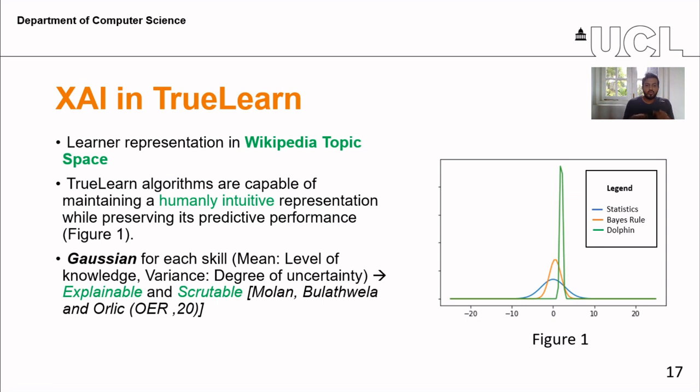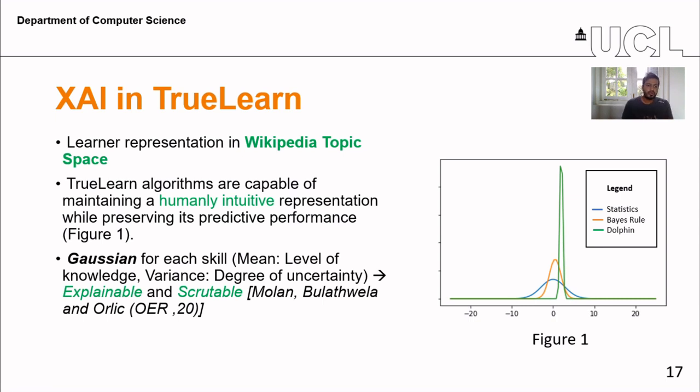When you have more and more successful events of people consuming educational resources about dolphins, the mean of the skill dolphin goes towards the positive side, and the variance of the Gaussian distribution decreases. And the interesting opportunity in this representation is that, by looking at it and with very little understanding of statistics, you could derive a few claims about the learner, about the AI's understanding of this learner's knowledge.